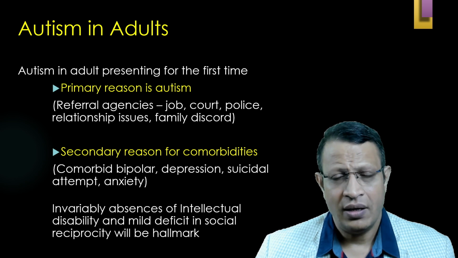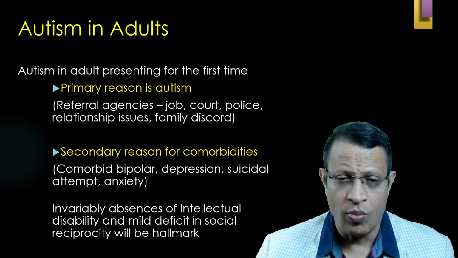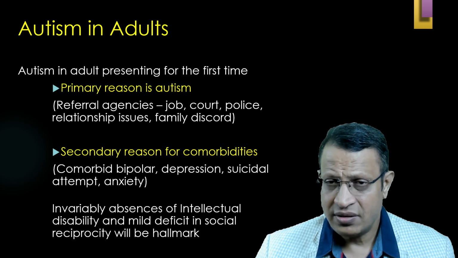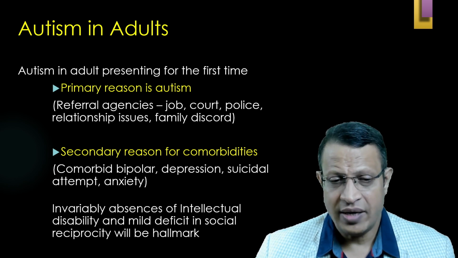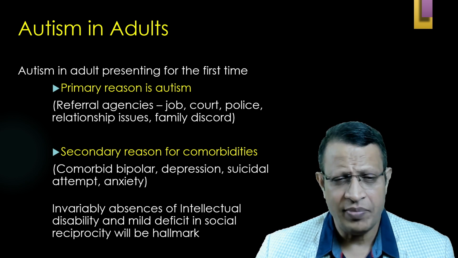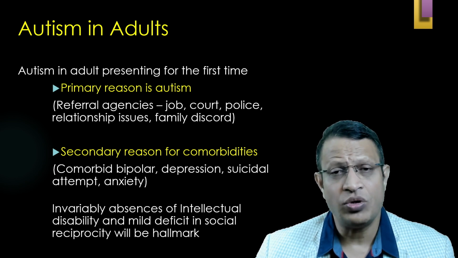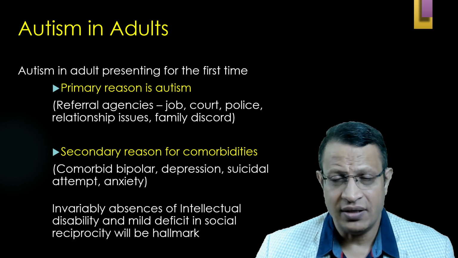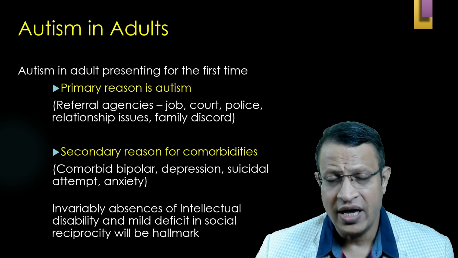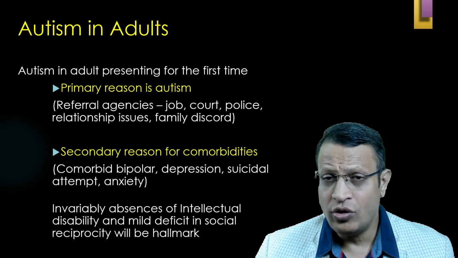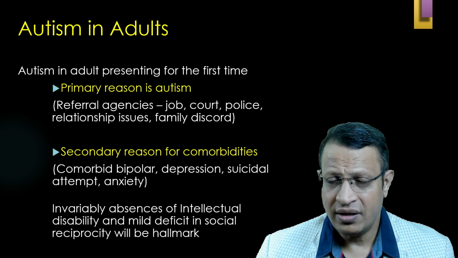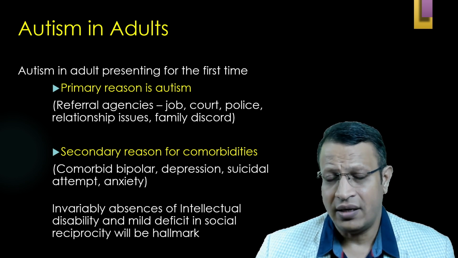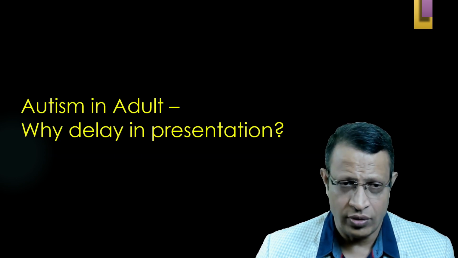They invariably land up because of bipolar disorder as a comorbidity, suicidal attempt, depression, anxiety disorder, and many a time psychosis. Invariably, the absence of intellectual disability and mild deficit with regard to social reciprocity will be the hallmark of the diagnosis of autism in adults. That means they are high functioning, the IQ is well preserved, and they go undetected during their childhood.